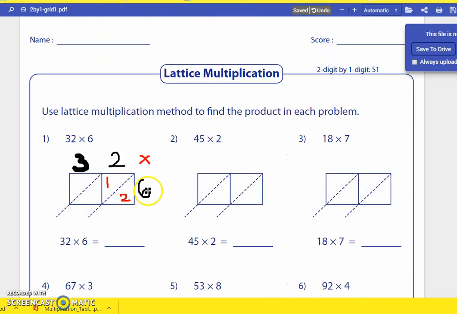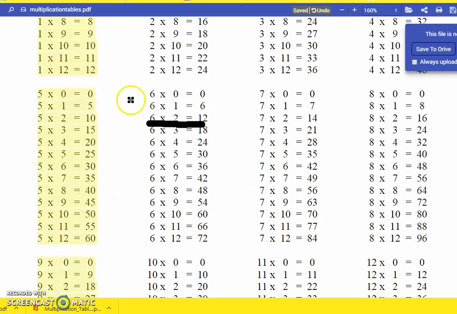So now, I just did the 6 times the 2. Now I'm going to do the 6 times the 3. So let's run back over to the times tables chart. Let's look at the 6 column. This is the 6 column right here. We'll look at 6 times 3. It's right below the 2. What's the answer? 18.